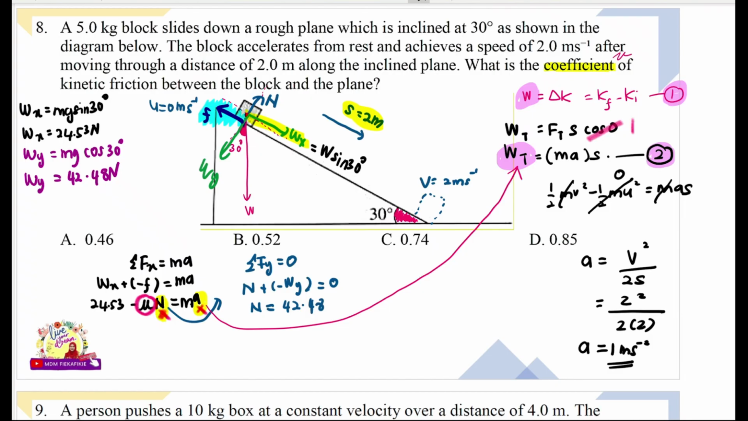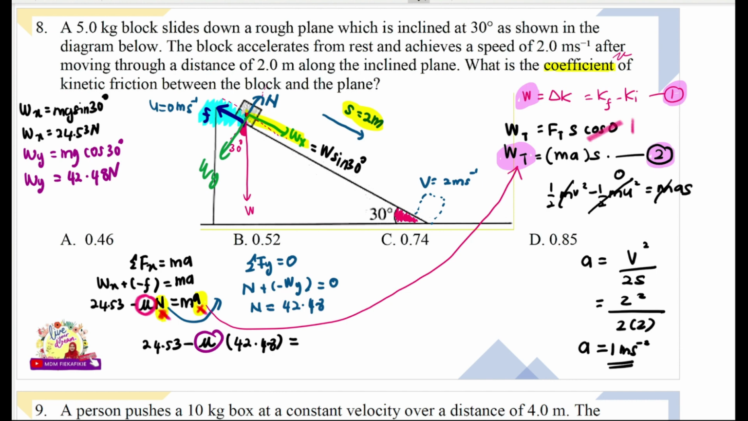So, kita dah boleh kira lah kita punya mu. Okay. Therefore, mu is equal to, kita masukkan nilai. Okay. 24.53 minus mu, kita nak cari berapa. Okay. Darab dengan N dia dah dapat tadi 42.48 equal to MA.